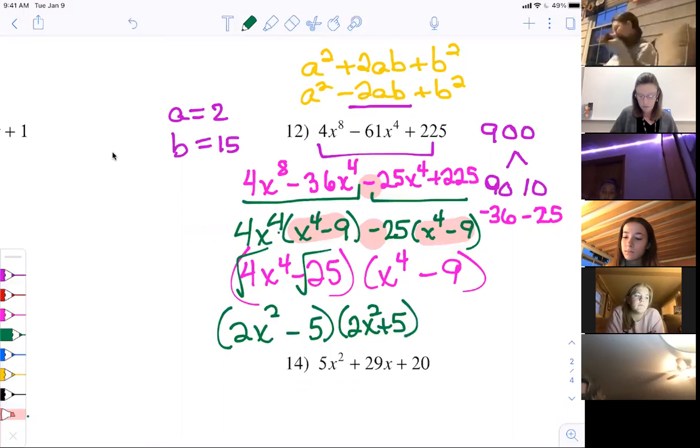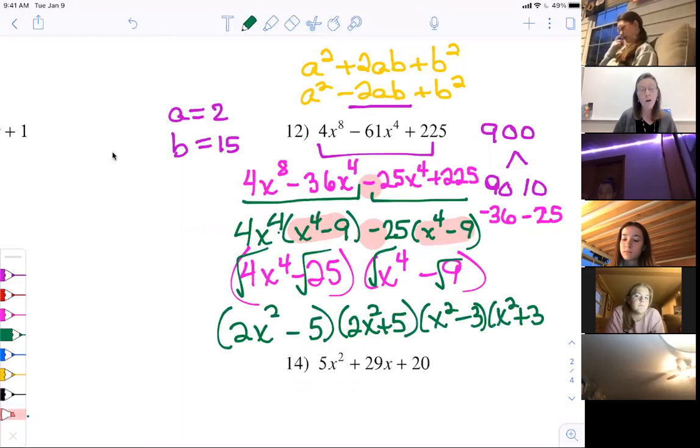X to the fourth minus 9 can turn into x squared minus 3 and x squared plus 3. Nice job. That is also a difference of two squares. So both of those have a minus sign. It must be a difference. Both of them are perfect squares. That's why it's called the difference of two squares.